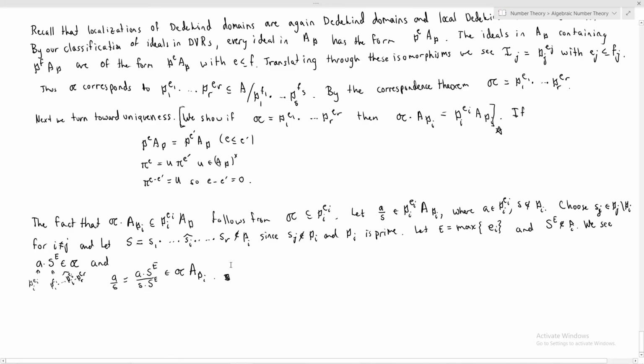So the goal moving forward is to look at how ideals factor in extensions of Dedekind domains. So we'll talk about that, and that has some useful applications for looking at how given prime ideals look in number fields. And then we'll move on to the class group from there.